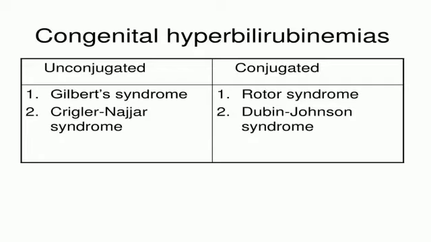Let us see the congenital hyperbilirubinemia once again. It can be classified into 2 types: unconjugated and conjugated. Gilbert syndrome, Crigler-Najjar syndrome 1 and 2 fall into the unconjugated category, where the indirect bilirubin is higher, whereas Rotor's syndrome and Dubin-Johnson syndrome are classified as conjugated hyperbilirubinemias because the direct bilirubin is high.